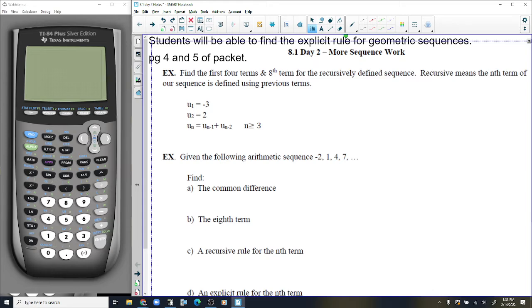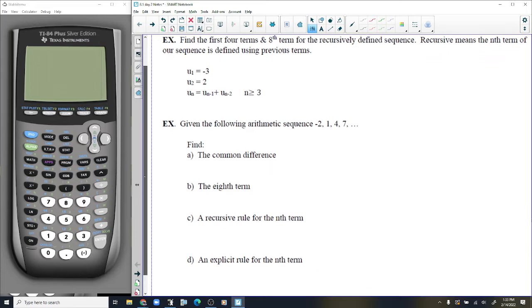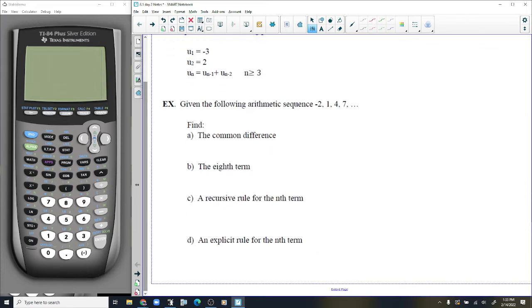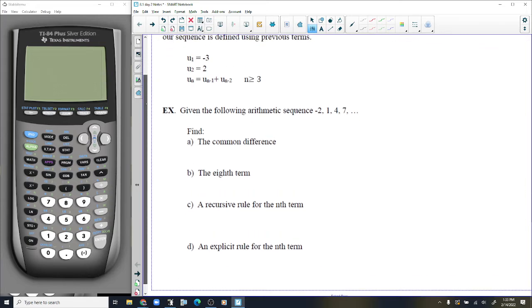Then I ended up printing it out anyway, so I'll try not to do that from now on. Hate wasting paper. But anyway, give the following arithmetic sequence. Oh no, I'm up here.